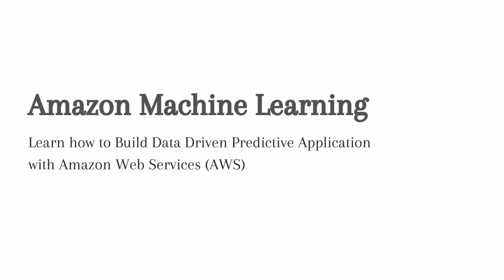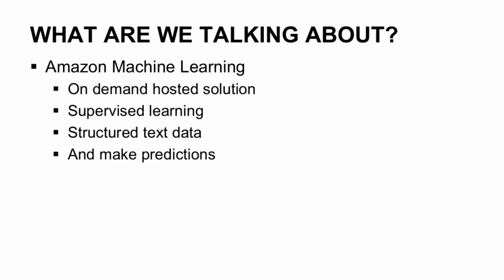Welcome to an introduction to Amazon machine learning, which is a specific technology that Amazon provides. It is an on-demand hosted solution, so you do not have to run any infrastructure to use Amazon machine learning. It focuses on supervised learning, where you have data that has answers and you want to make predictions against that data. The focus with AML is on structured text data. And finally, we're going to build a complete system and be able to make predictions against that model.